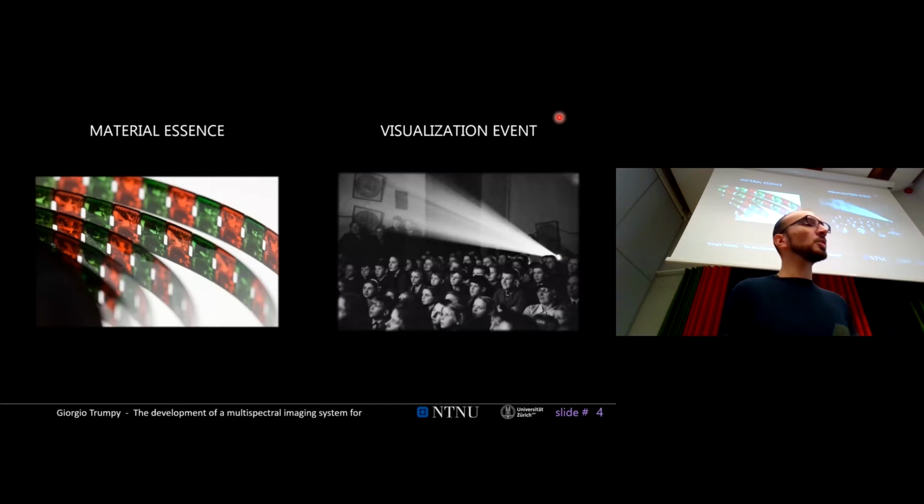It's important to distinguish in film between the material essence of film and the visualization event. The first is a series of images impressed on a plastic strip. And the second is a moving picture on a big screen. So there's a huge magnification factor in between. There's motion that appears, and two different things. And two different perceptions.